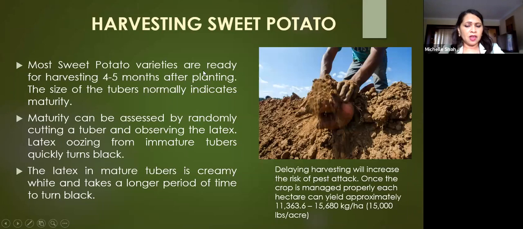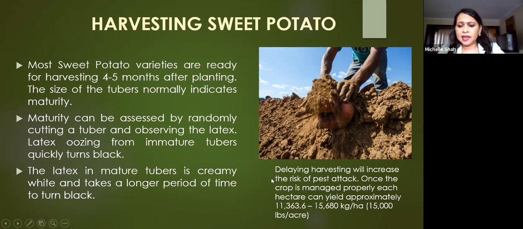Harvesting sweet potato. Most sweet potato varieties are ready for harvesting 4 to 5 months after planting. The size of tubers normally indicates maturity. Maturity is assessed by randomly cutting the tuber and observing latex. The latex oozing from the immature tubers quickly turns black. The latex in mature tubers is creamy white and takes a longer period of time to turn black. So that is the test for determining maturity in the sweet potato.